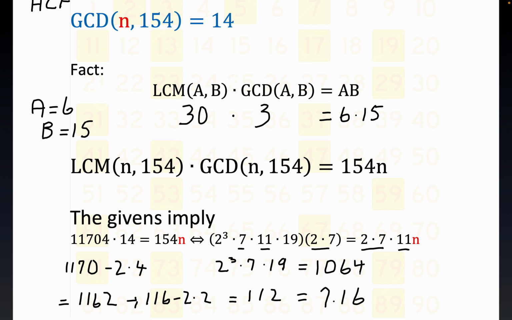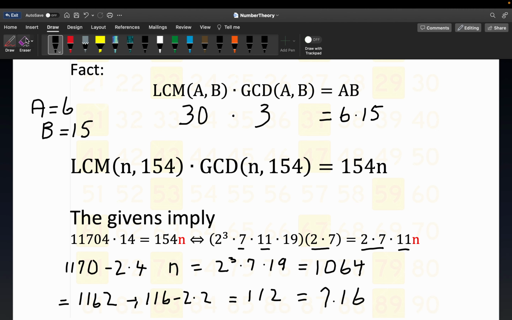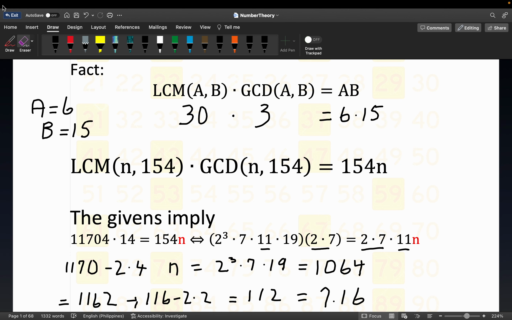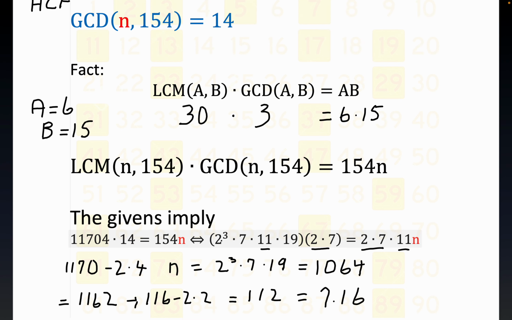And so we get n. All of these factors canceled out, so we have n equals whatever's left here. Again, this 2 times 7 canceled with this 2 times 7, and this 11 canceled with this 11. So what we have left here is this 2 cubed, a survivor, this 7, a survivor, and this 19, a survivor. And so we get n equals 1,064.